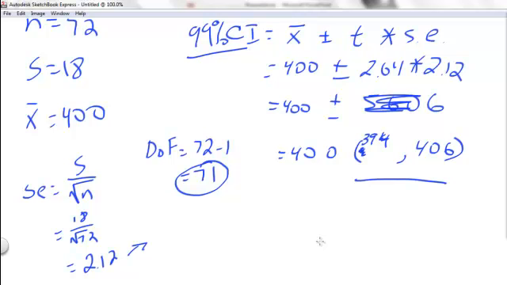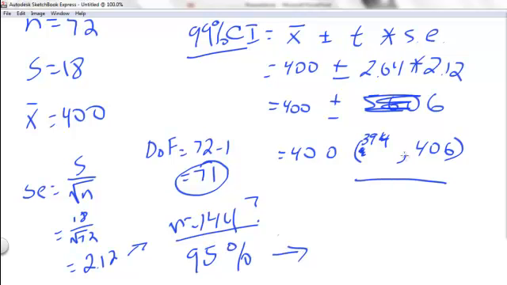Okay? Two questions here. Let's say we doubled the sample size, and instead of 72, we had 144. What's that going to do to this confidence interval? Is it going to make it wider or more narrow? If n were equal to 144, wider or more narrow? Be sure you know how to answer that. Also, what would happen if we change the confidence to 95% instead of 99? Would that make this confidence interval wider or more narrow? Okay, be sure you know the answers to those questions.